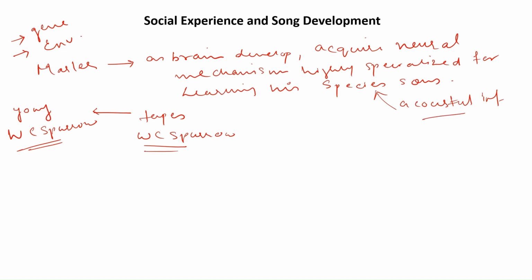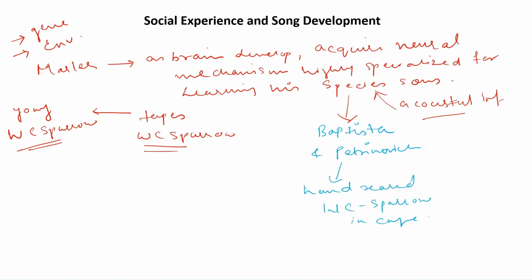So now, if this interpretation is correct, it needs to be tested. Now, who tested this interpretation? That is Baptista and Petrinovich. What they did is they hand-reared white-crowned sparrows in a cage. Now they placed the cage in an area that has strawberry finches. Strawberry finches are a different species of bird. So the sparrows can see and hear strawberry finches.